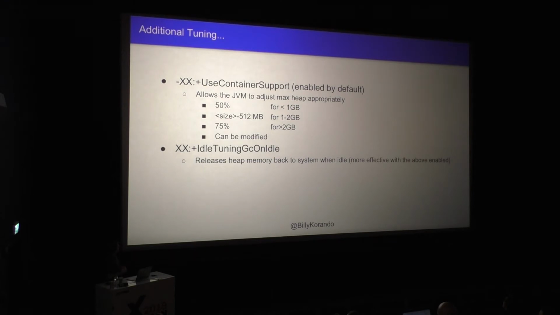And then the last option is the idle tuning GC on idle. This helps reduce the memory footprint by releasing heap memory back to the system when idle is detected. So it's also more effective when used with the container support option. So again, reducing that resource usage. So those are the key sets of options that can help tune to most efficiently and cost effectively use your Docker containers appropriately in your cloud container environment.